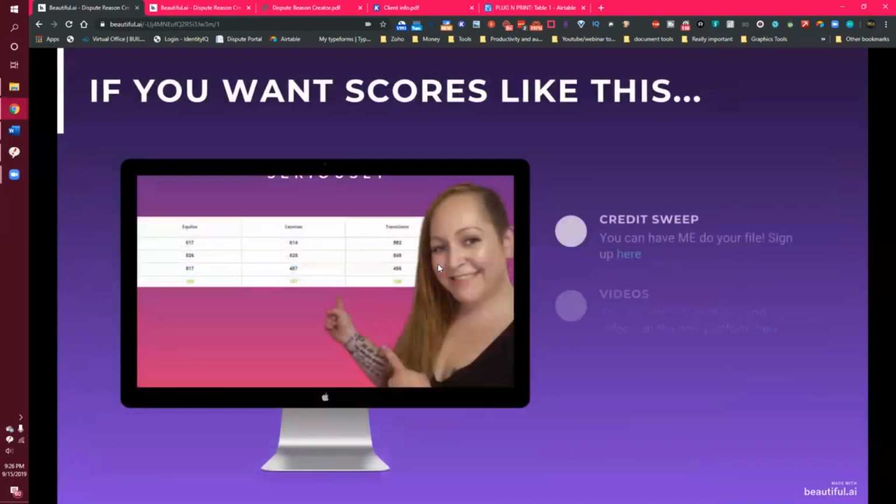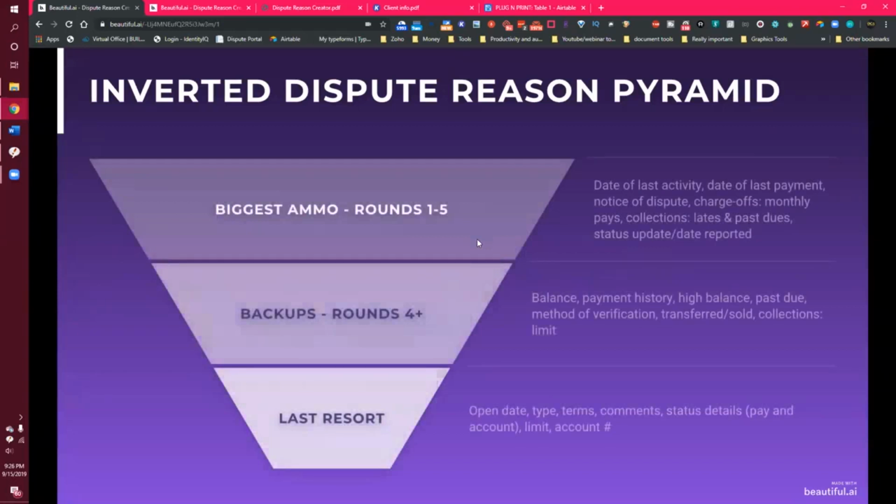If we go and look at the inverted pyramid, we're going to find that the biggest ammo for rounds 1 through 5 are going to be date last active, date last payment, notice of dispute, charge-offs, monthly pays, collections, late and past dues, and then status update and date reported, right? Your backups for rounds 4 and on are going to be balance, payment history, high balance, past due, method of verification, transferred or sold, and then for collections, the limit. And then, of course, we have to have a last resort: open date, type, terms, comments, status details such as pay and account, limit, and account number. You really only want to use this, like I said, as a last resort.